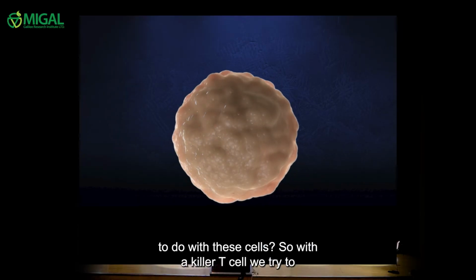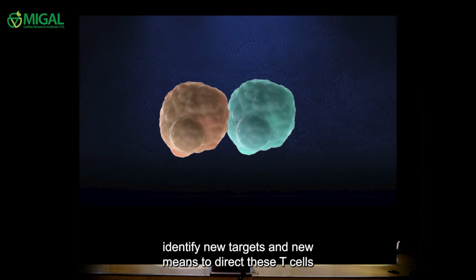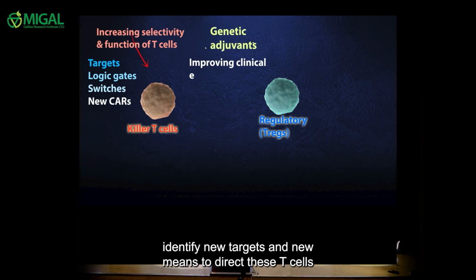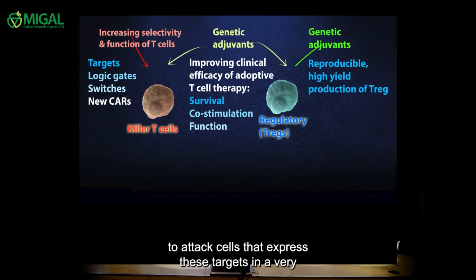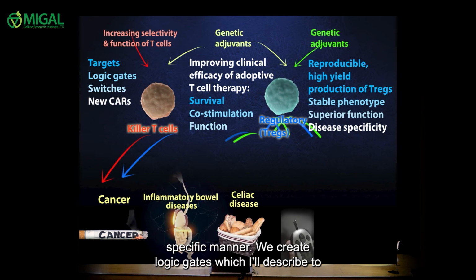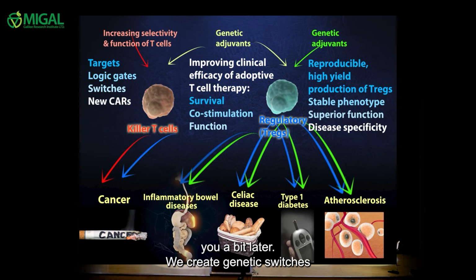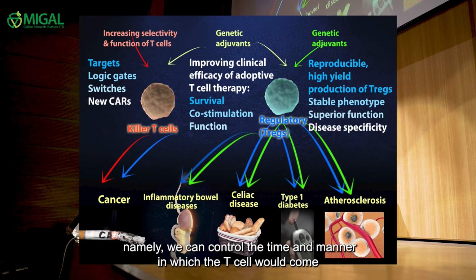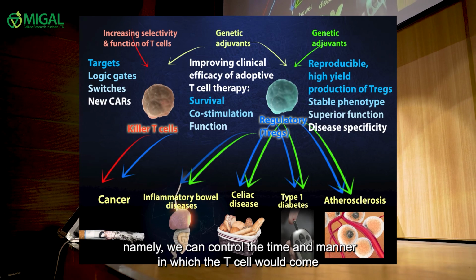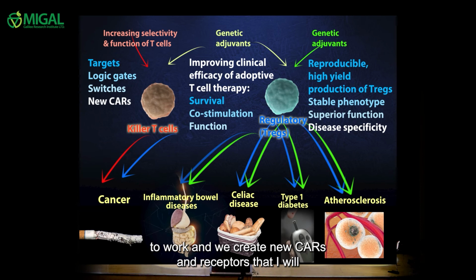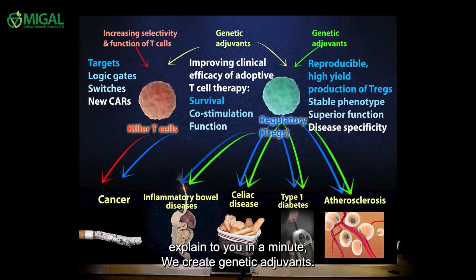With a killer T cell, we try to identify new targets and new means to direct these T cells to attack cells that express these targets in a very specific manner. We create logic gates, which I'll describe to you a bit later on. We create genetic switches, namely we can control the time and manner in which the T cell would come to work. And we create new CARs, chimeric antigen receptors, that I will explain to you in a minute.